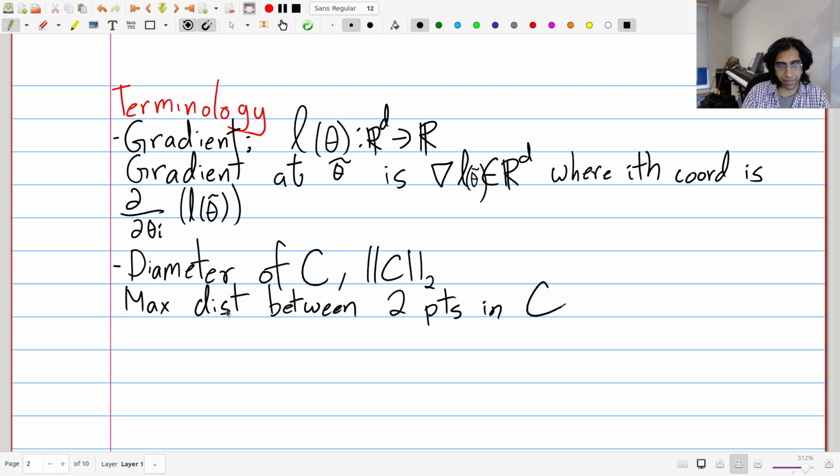So yeah, it's a pretty natural definition. The diameter is the max distance between any two points. And we'll use a symbol to represent it. Now, next up is convexity.